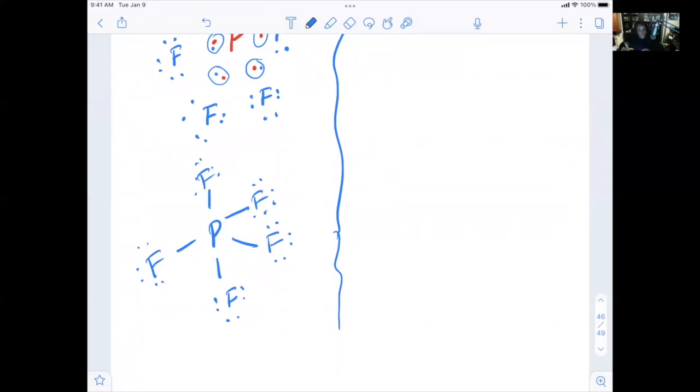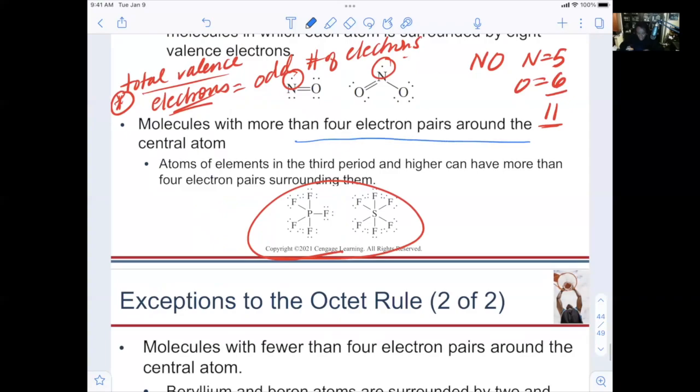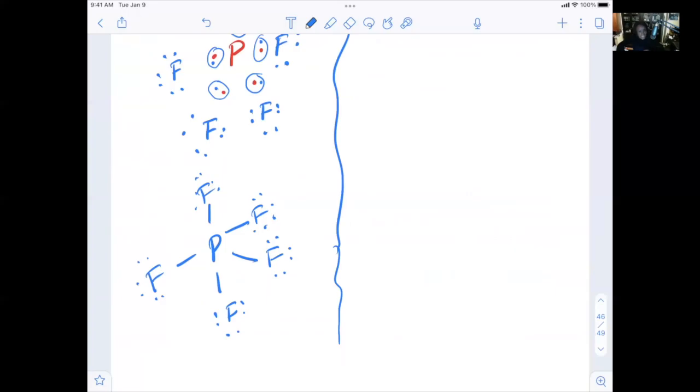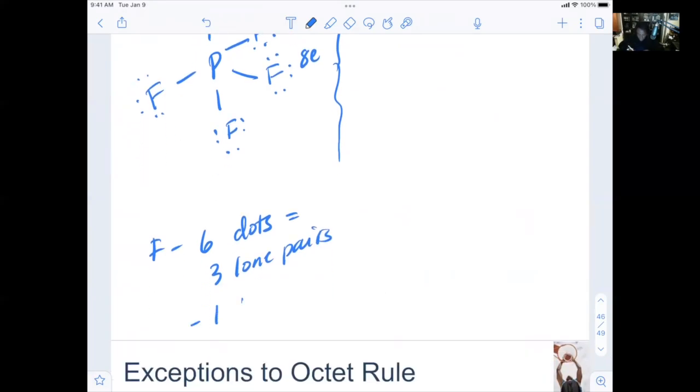Okay. So we're talking about molecules with more than 4 electron pairs surrounding the central atom. In this case here, each fluorine is surrounded by 8 electrons, right? If you look at the fluorine, it has 6 dots, and these 6 dots make 3 lone pairs of electrons. And then it has 1 line, and the 1 line makes 1 bond. And essentially 3 lone pairs and 1 bond, these make 8 electrons.